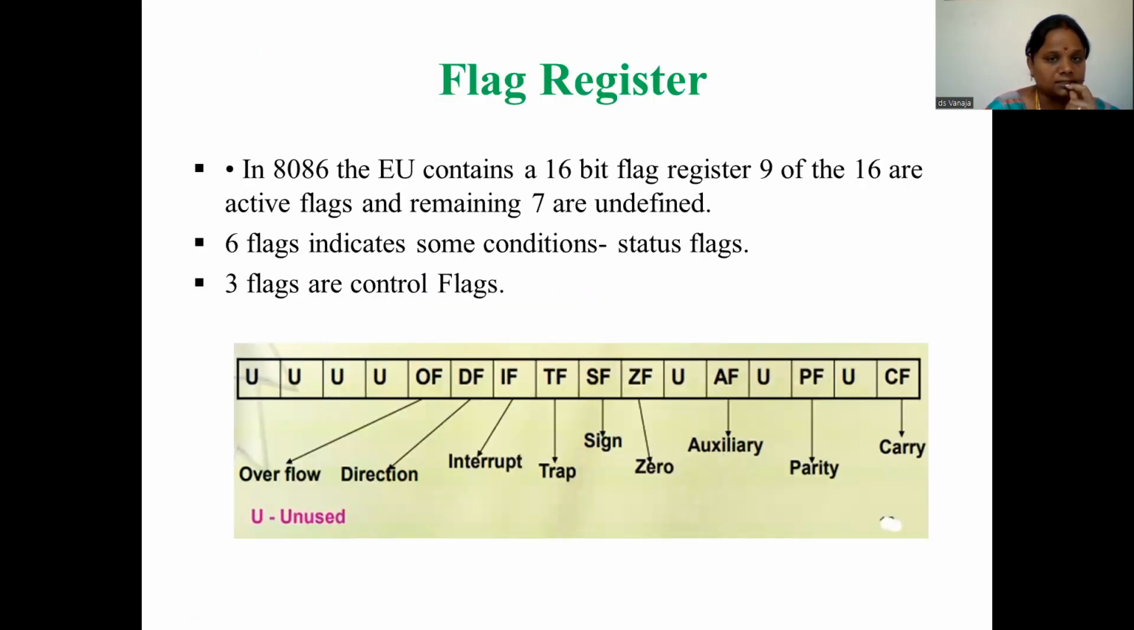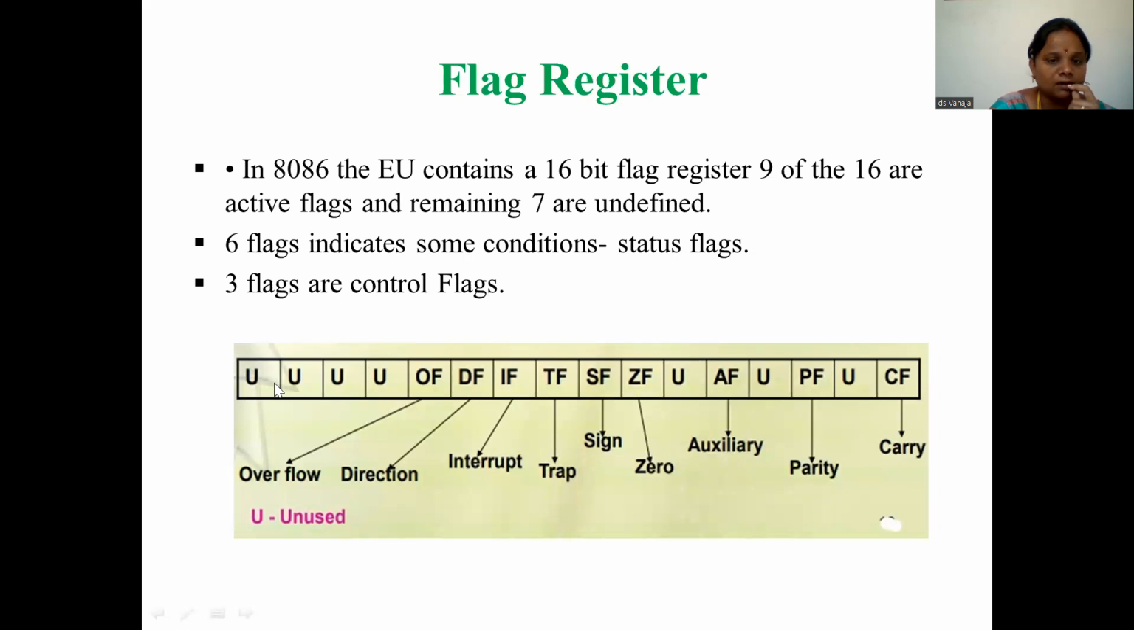Finally, the last block of your execution unit is the flag register. In the 8086, the execution unit contains a 16-bit flag register, which is going to store the status of ALU results. Out of 16, 9 are active flags, the remaining 7 are undefined. Here this flag register is a word length of 16 bits.